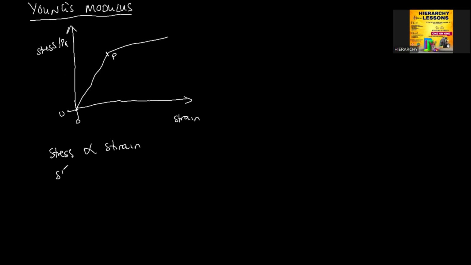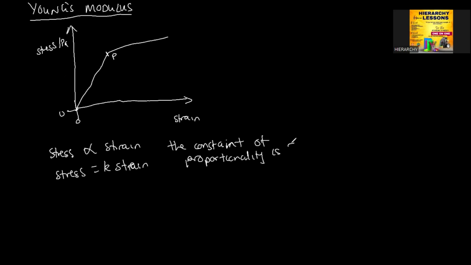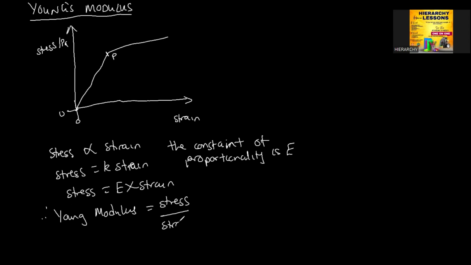Therefore, stress is equal to K times strain. The constant of proportionality is what we call the Young's modulus, E. So stress is equal to E times strain. That's what we mean. So therefore, Young modulus is equal to stress over strain.